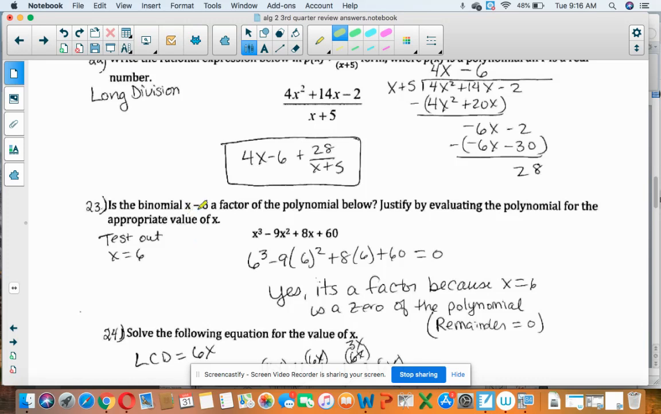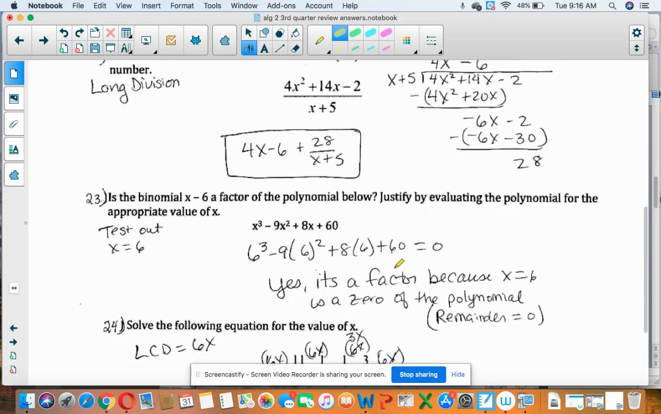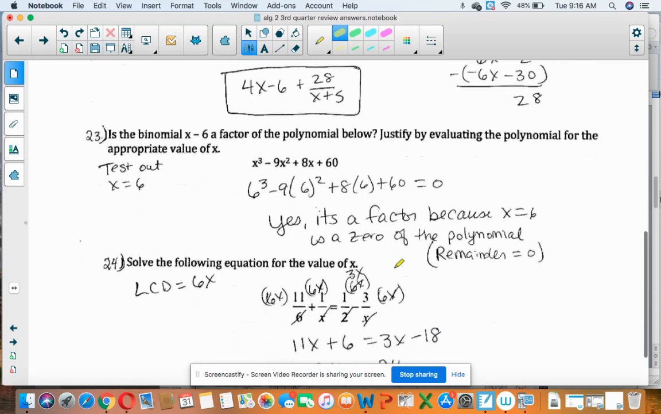Is the binomial x minus 6 a factor? So basically you test out x equals 6. I'm doing the opposite sign here. I'm going to find f of 6. 6 to the third power minus 9 times 6 squared plus 8 times 6 plus 60. If you do that in your calculator, you get 0. So yes, it's a factor because x equals 6 is a zero of the polynomial. The remainder is 0.